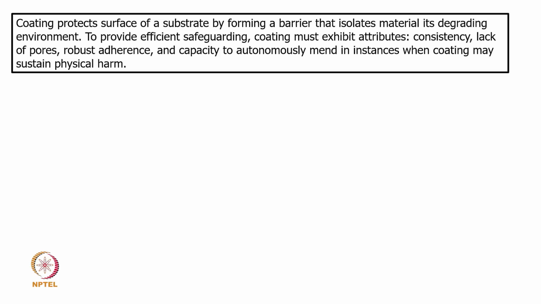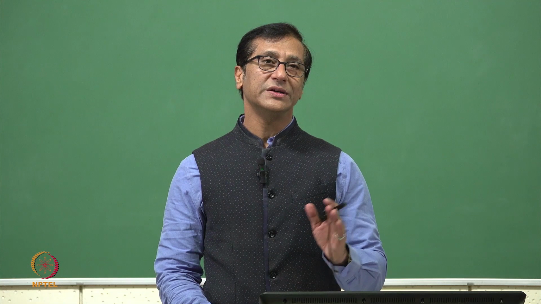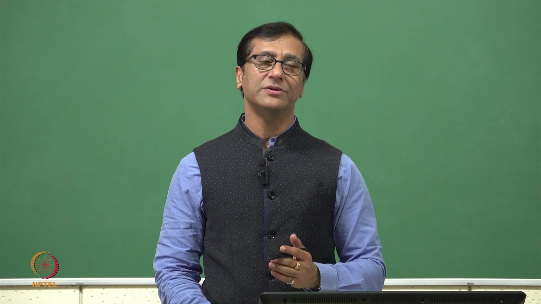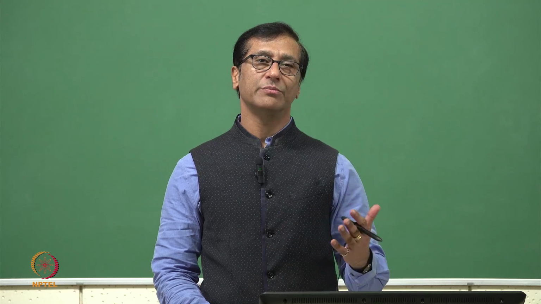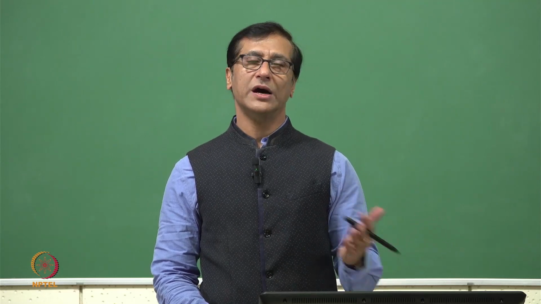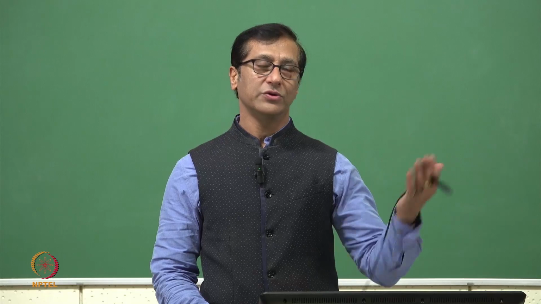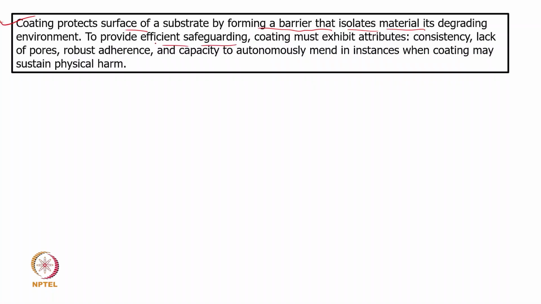Now, if we come to the coating point of view, we say coating protects the surface by forming a barrier. I'm trying to give a slightly different definition. We say it forms a barrier that isolates the material from its degrading environment. We are trying to give a separation, something like a cover on the material, which is giving some sort of barrier between the degrading environment and the material. And overall it is safeguarding in an efficient manner.